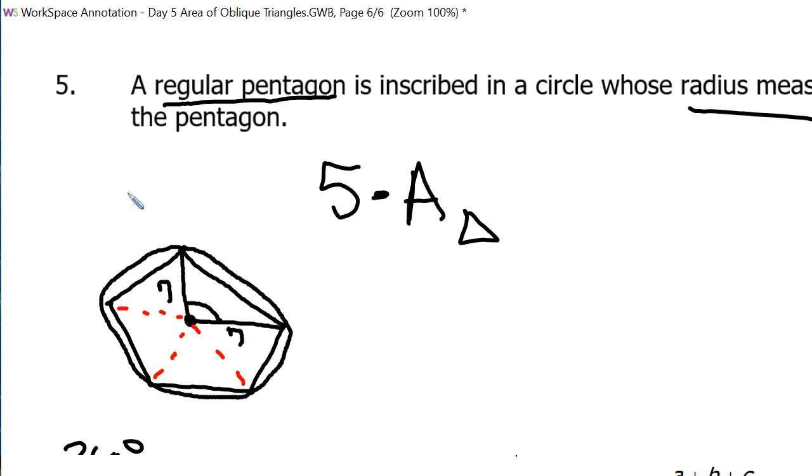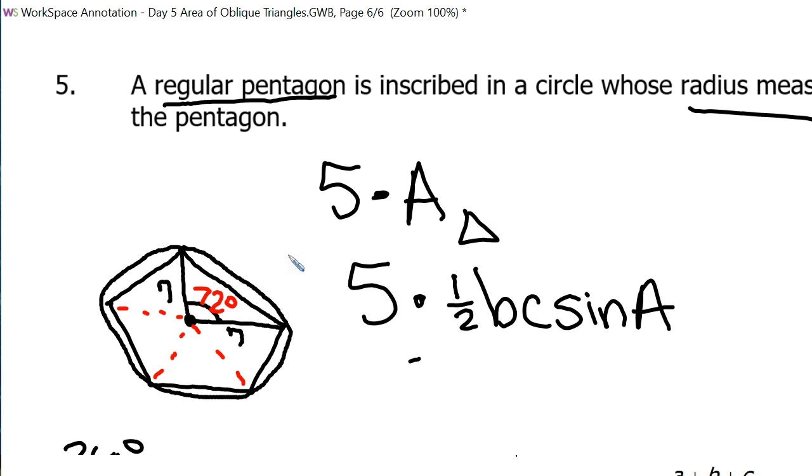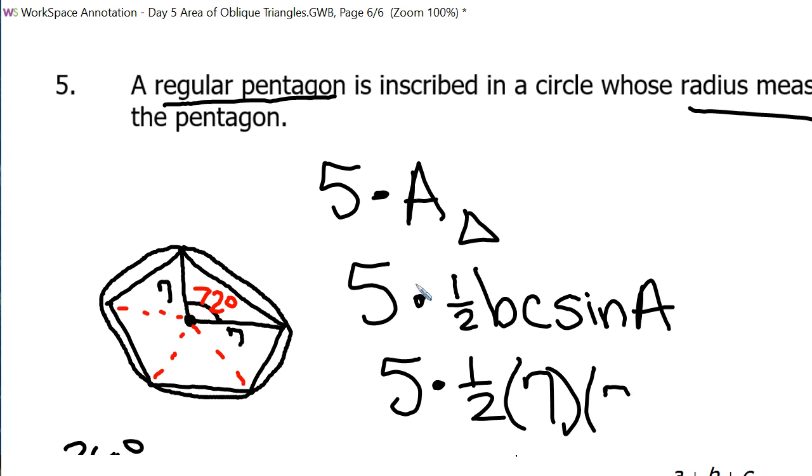Now we can solve it. We need to do 5 times 1/2 B times C times sine of angle A. And B and C are both what? 7. You can do it as 7 times 7 or 7 squared. And we found that our angle is 72 degrees, 360 divided by 5. And again, that's your work. Type it in. And what do you get to the nearest tenth?